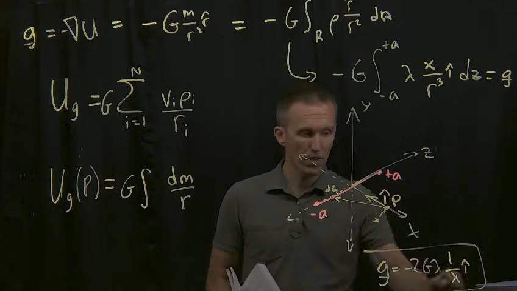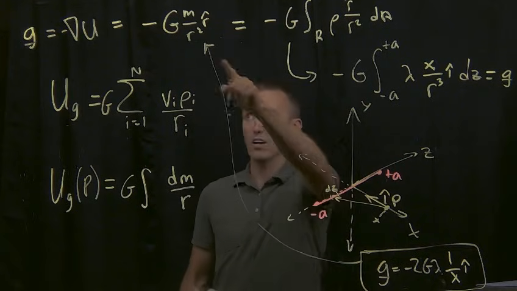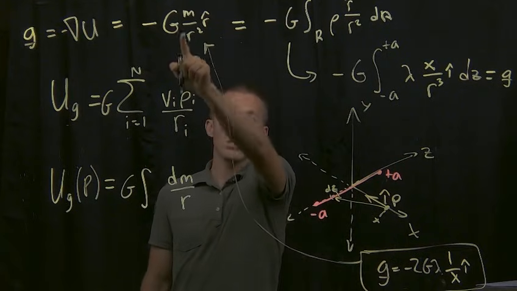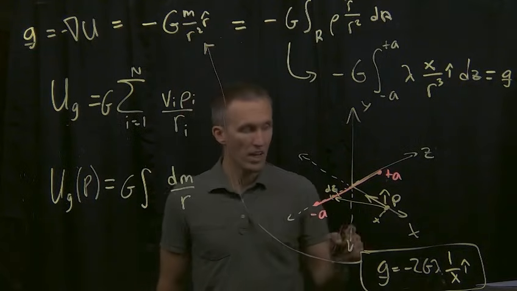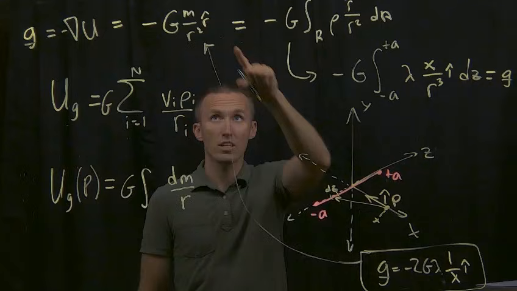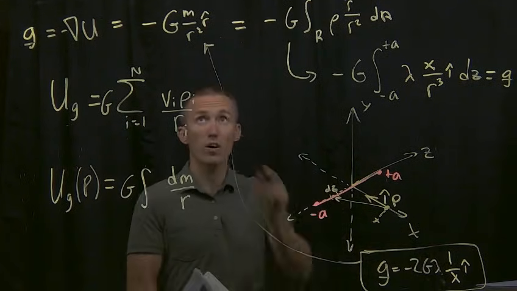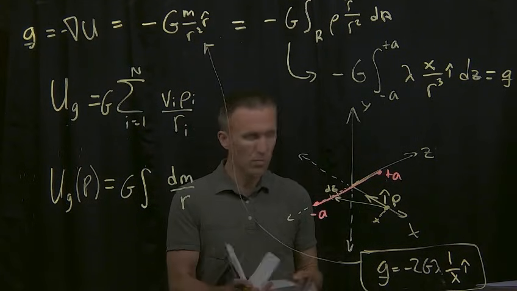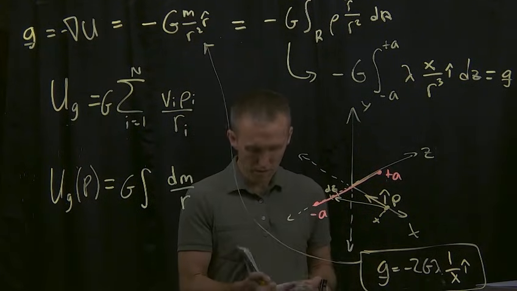How does this compare, by the way, to our 3D model? In 3 dimensions, the gravity field is G times mass divided by r squared times r hat. In 2 dimensions, we have 2 times G, so we've got a factor of 2 in here we did not have before, and now we have just 1 over x. So our 1 over r squared term has become a 1 over x term, and that's because we're specifically in the 2-dimensional limit.